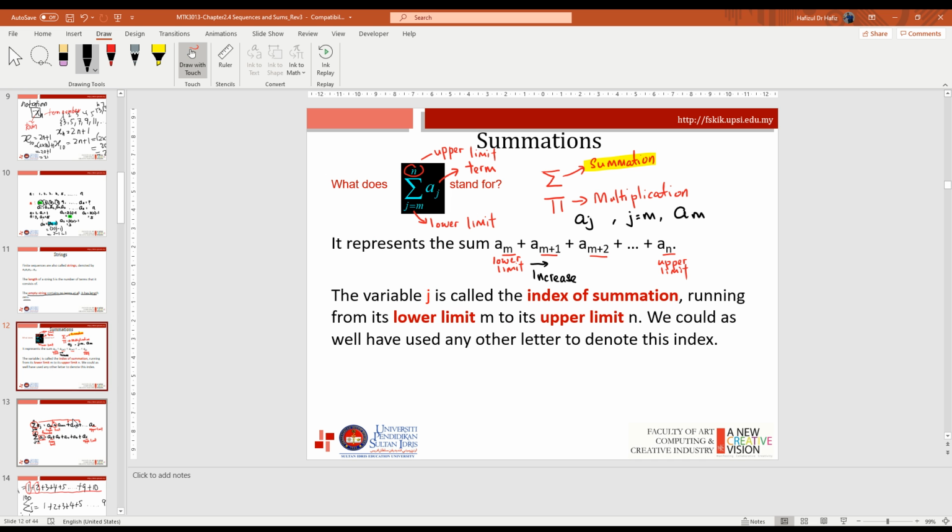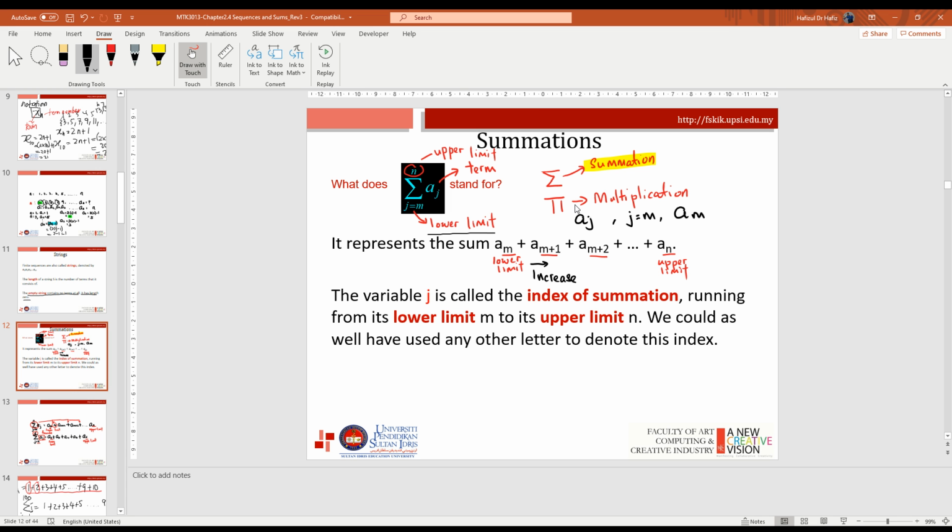Okay, and then we have a summation. Basically, for the summation, we sum up the terms. For example, here, what does the summation mean? So we have the summation where n is the upper limit and j equal to m is the lower limit.